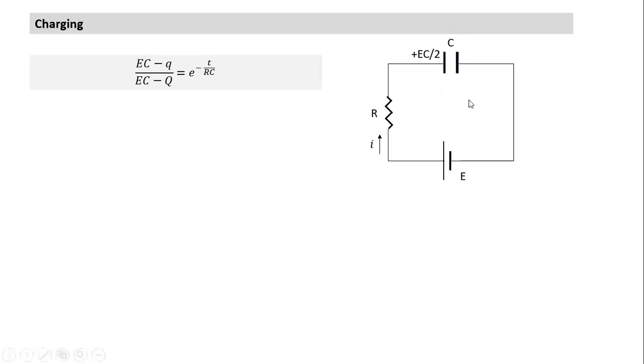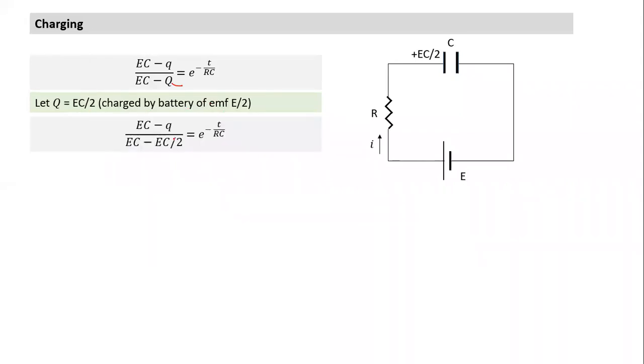And how is it connected? The plate having positive charge of the capacitor is connected to the positive terminal. That's why I will take this value of Q to be positive. So what will I substitute in place of Q? I'll substitute Q equal to plus EC by 2, since it is charged by a battery of EMF E by 2. So this negative sign remains: EC minus EC by 2.